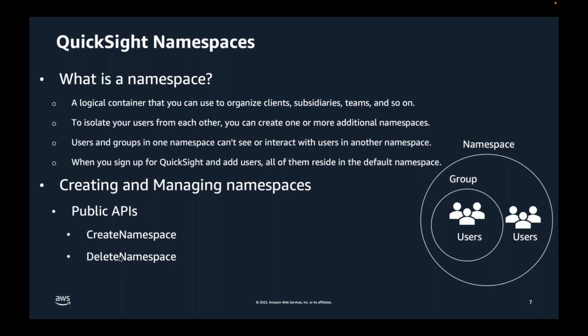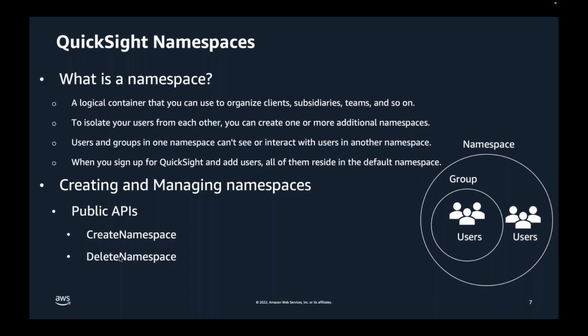And if you want to add a user to a namespace, or when you bring in your clients or your subsidiaries into the account, when you register them with QuickSight, you can assign them a namespace membership. Or when you create a group, you can have a group in a namespace. But by default, when the account is set up, a default namespace is present in the account. And if you do not have any other namespace, all the users and groups will be in that default namespace.